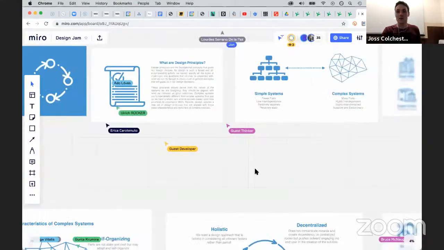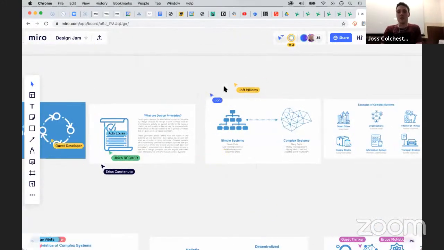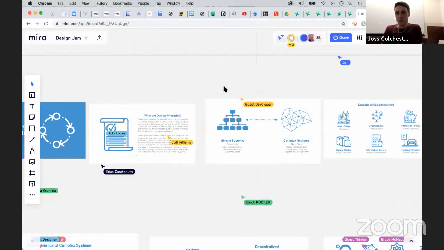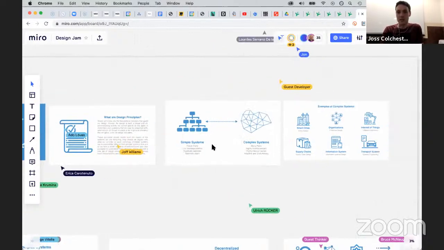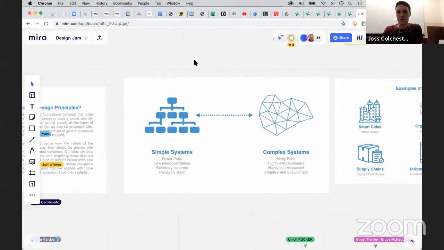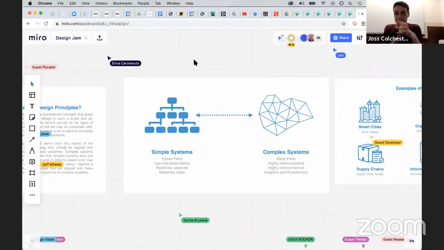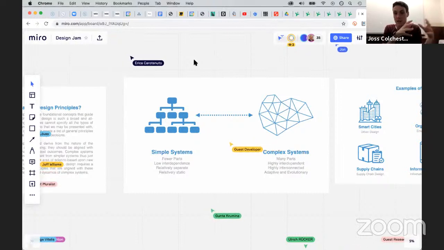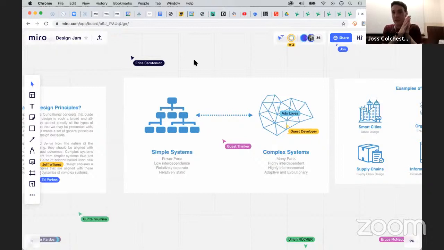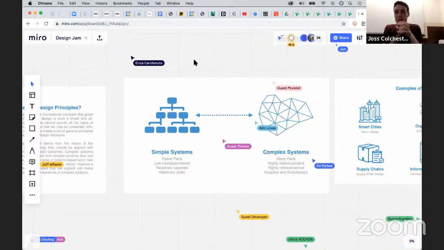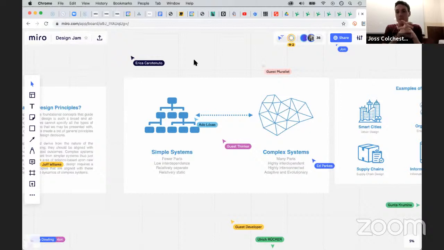So that's the idea of principles, that they should point us and guide us in the direction of what we consider good design. And as mentioned, this can be very different when we're dealing with complex systems. I'm not sure how familiar we are with this idea of a complex system. They're very different from simpler systems. Simpler systems have few parts, low interdependence, relatively isolated components, relatively static, and so on. Complex systems have many parts, highly interconnected, highly interdependent, adaptive, and evolutionary. And this creates a very different kind of context within which we're designing.